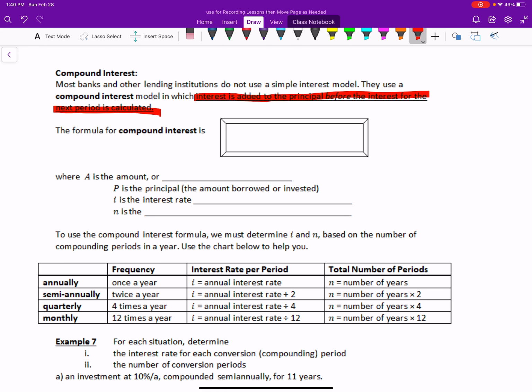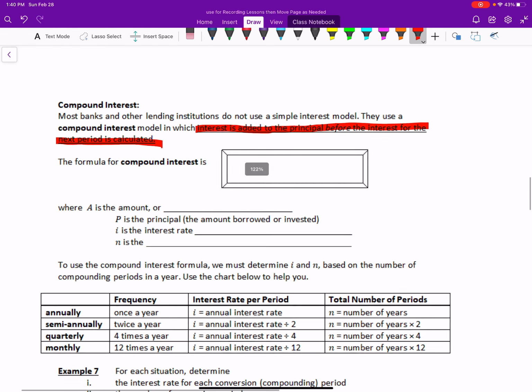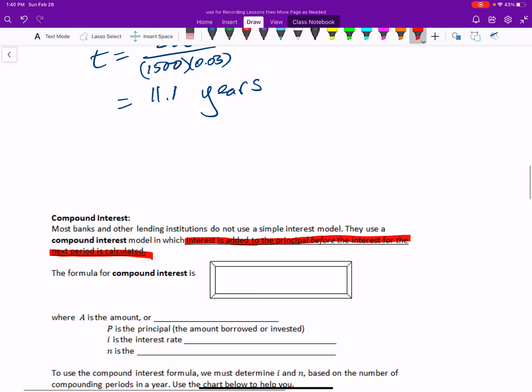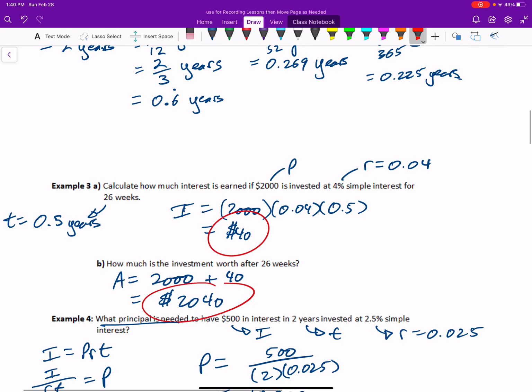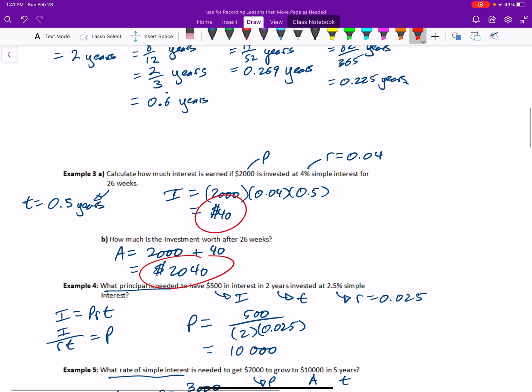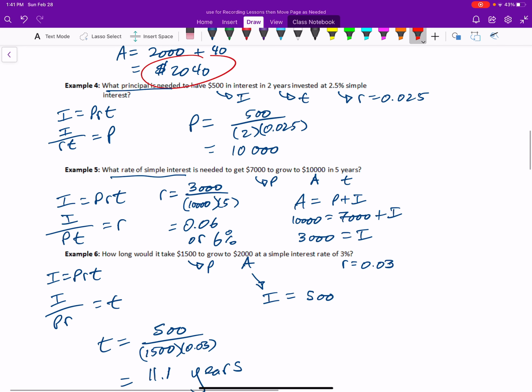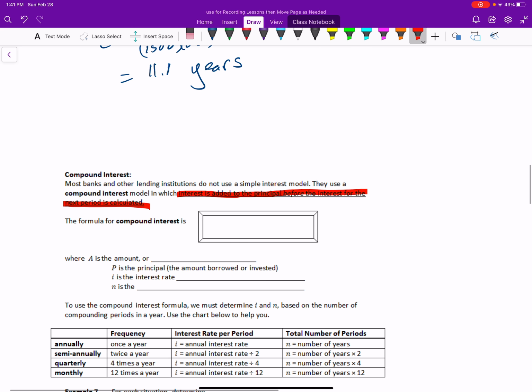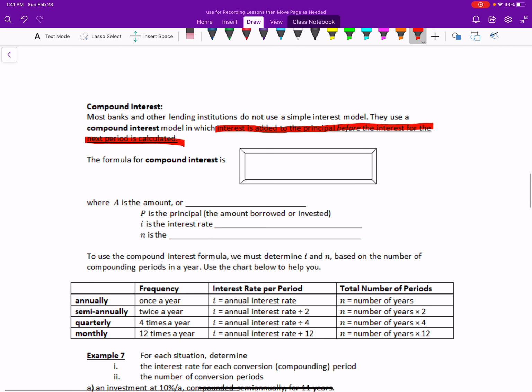Really what it does is it changes something that's an arithmetic situation, because if it's only calculated on the principal, I'm going to add the same interest year after year. It's changing it from arithmetic to geometric. This becomes a geometric sequence, really. And therefore, it's going to involve exponents. It's really going to be very much like an exponential function.